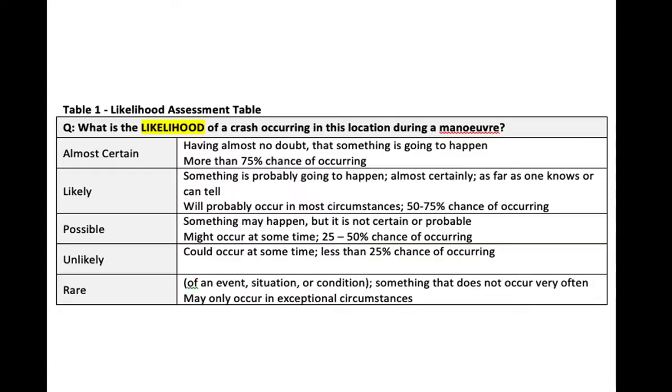Number 1. Table 1, Likelihood Assessment Table. What is the likelihood of a crash occurring in this location during a manoeuvre? If you take a look down the left side of the screen, we can see almost certain, likely, possible, unlikely, and rare. We then have the descriptors on the right. If you wish to go through those in detail, please pause the slide and read through those.